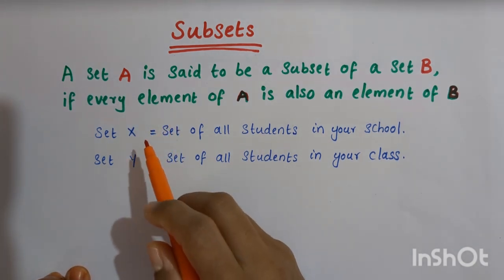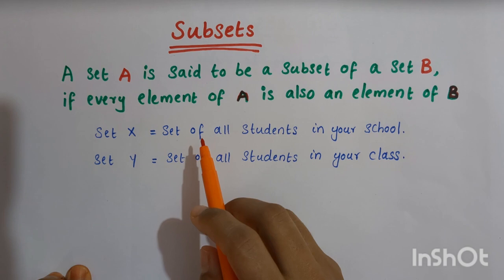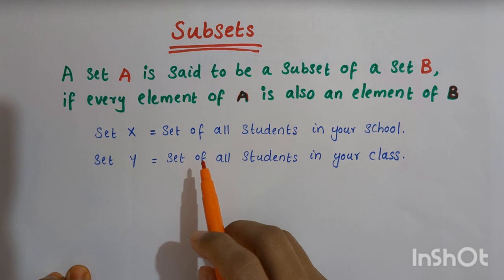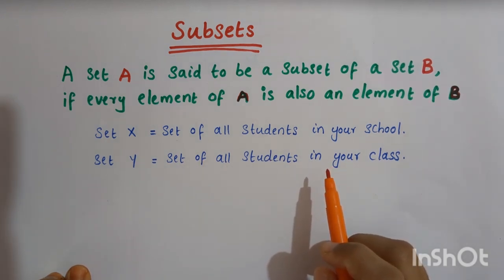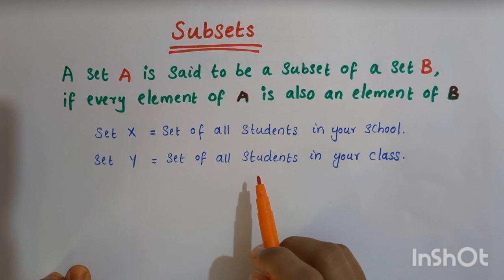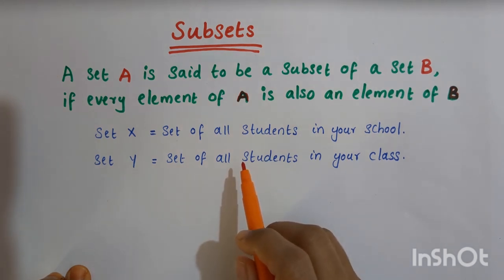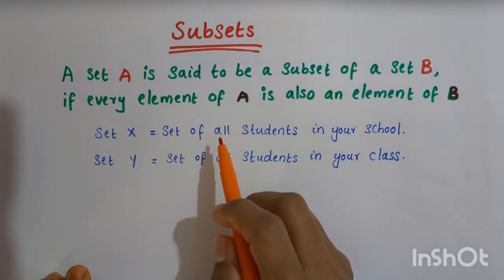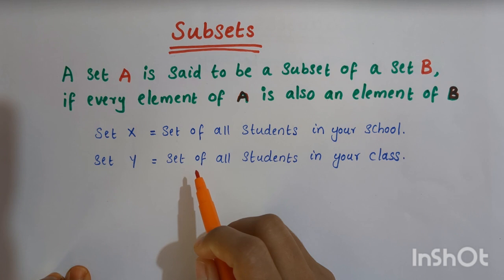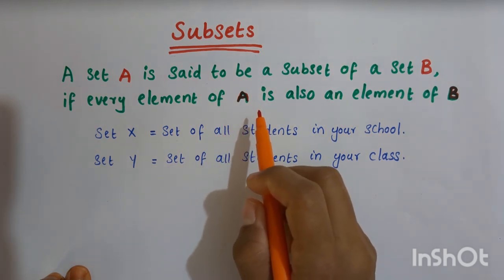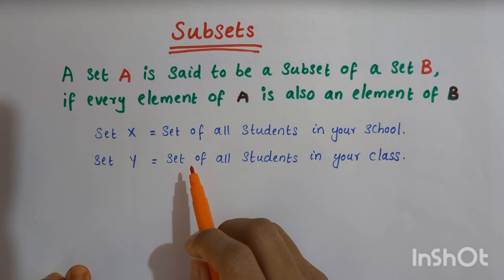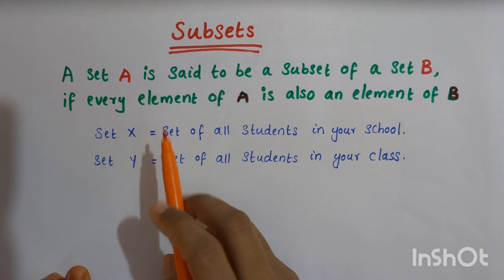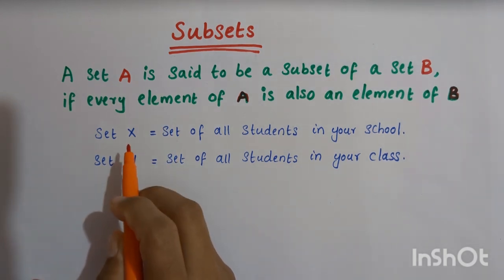For example, consider a set X which is a set of all students in your school. Now consider another set Y which is a set of all students in your class. All the students in your class are actually elements of the set X, because they are already included in the student list of your school. So every element of set Y is also an element of set X. So we can say that Y is a subset of X.